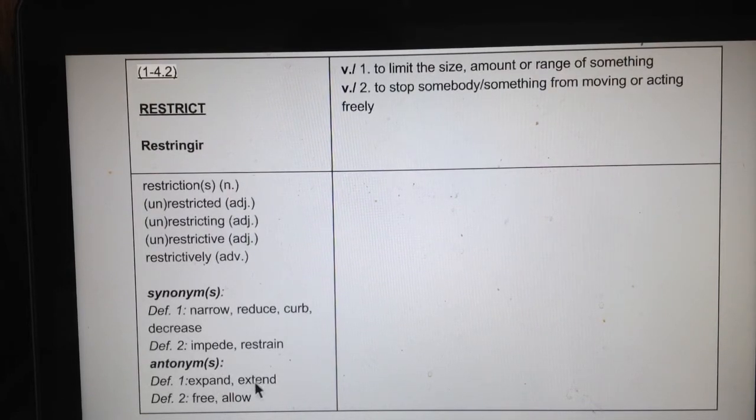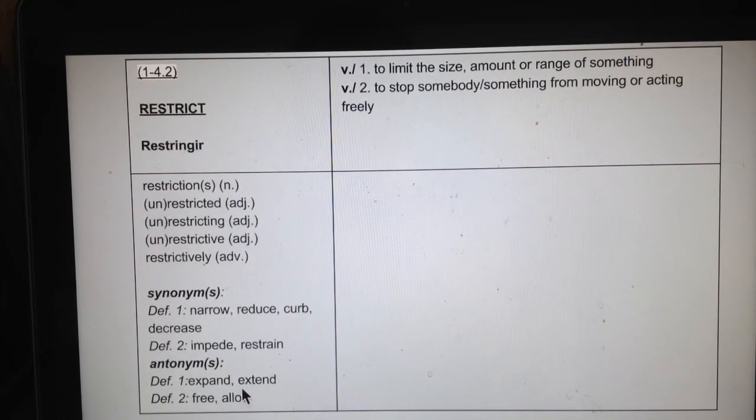Antonyms for the first one is expand or extend. So instead of limiting the range or amount of something, you're expanding it or extending it. And for the second definition, you have free or to allow. And those, a lot of information just for this word restrict.